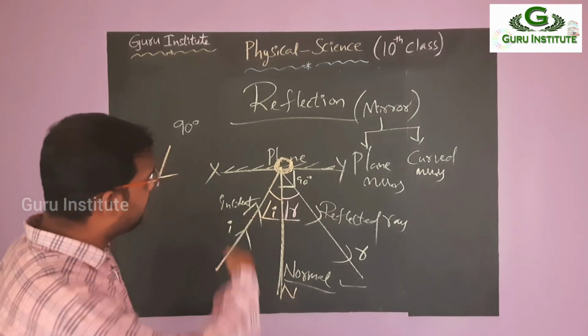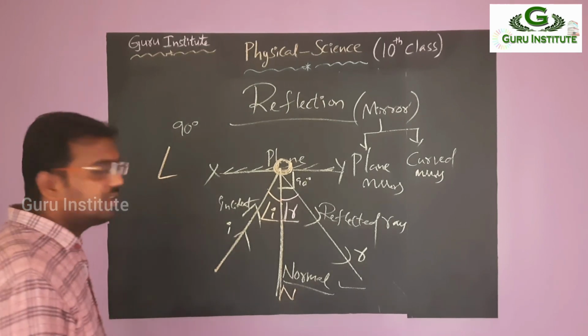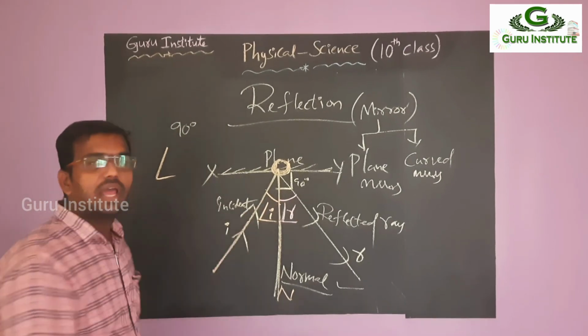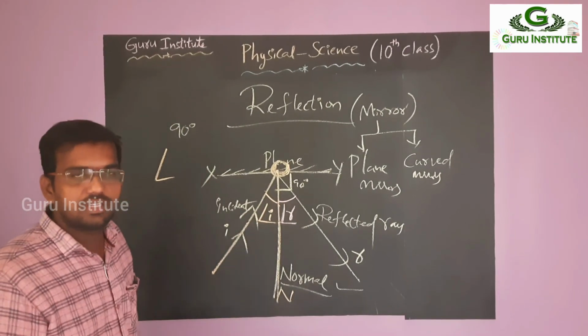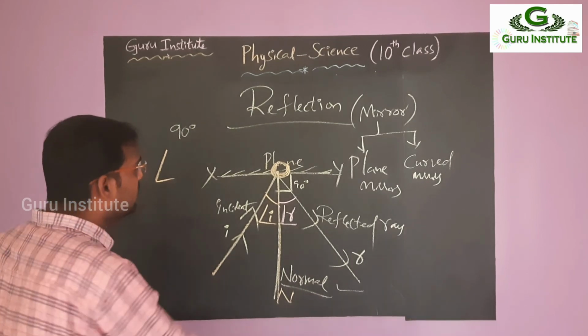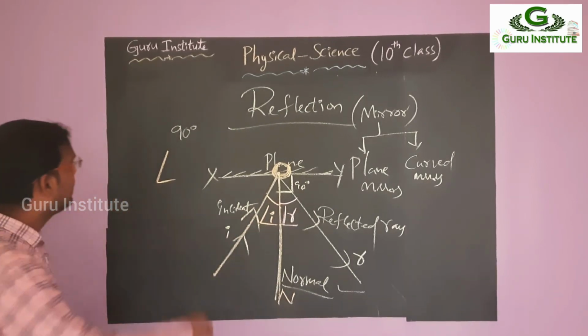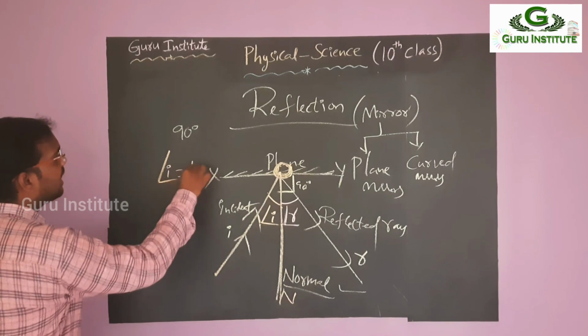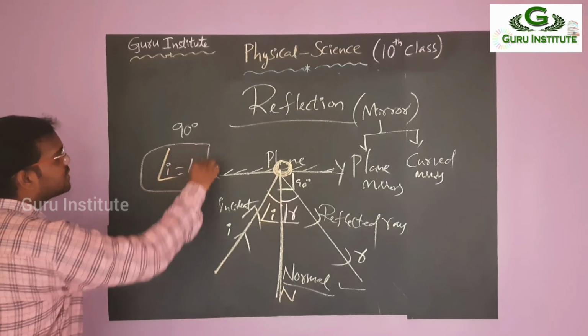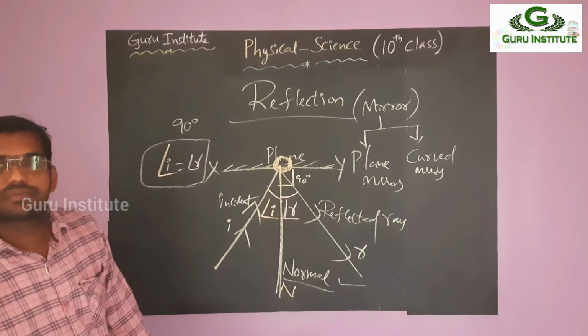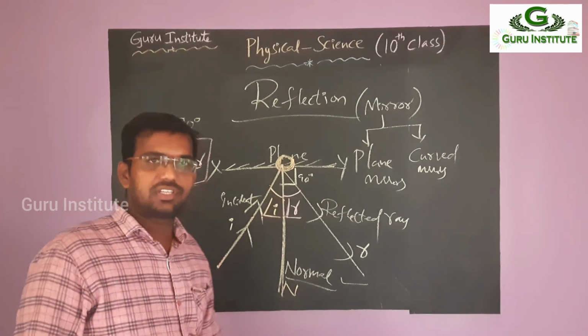So simply from the picture, what do you observe? Angle I is equal to angle R. Both are equal. So angle I is equal to angle R. This is the basic principle of the reflection.